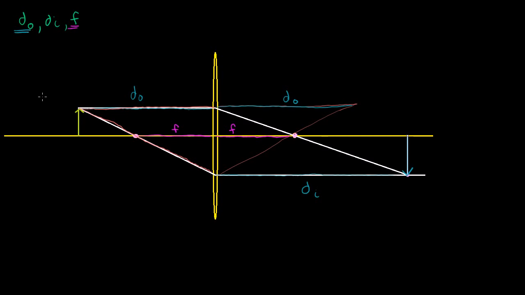So the first thing we have to prove to ourselves is that those triangles really are similar. So the first thing to realize, this angle right here is definitely the same thing as that angle right over there.